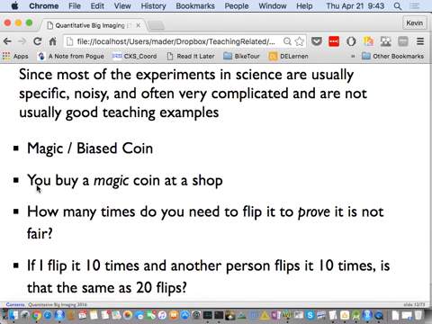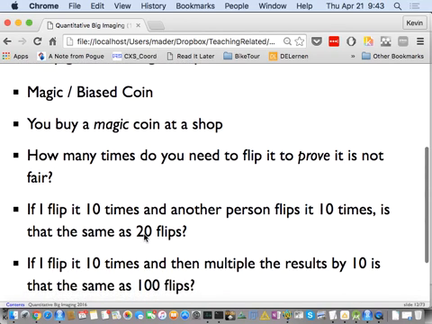So the questions that come up with this are: if you flip it 10 times and another person flips it 10 times, is it the same thing as 20 flips? If I flip it 10 times, and this might seem ridiculous to you, but there have actually been many scientific groups, professors even, not at ETH, luckily, that have done this. If you flip it 10 times and then multiply the results by 10, is that the same as 100 flips?